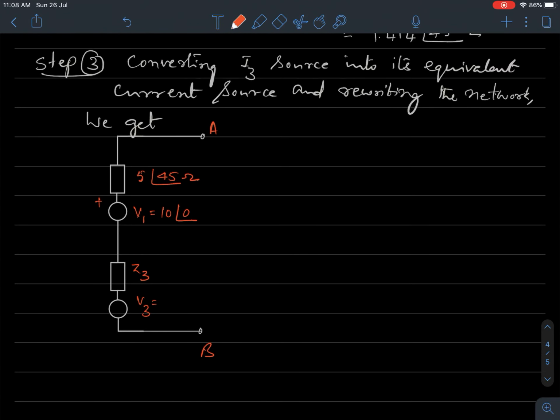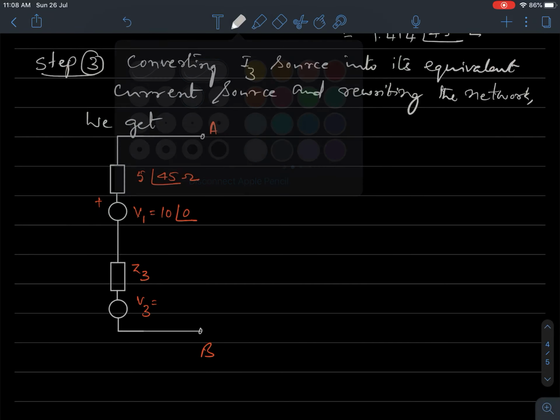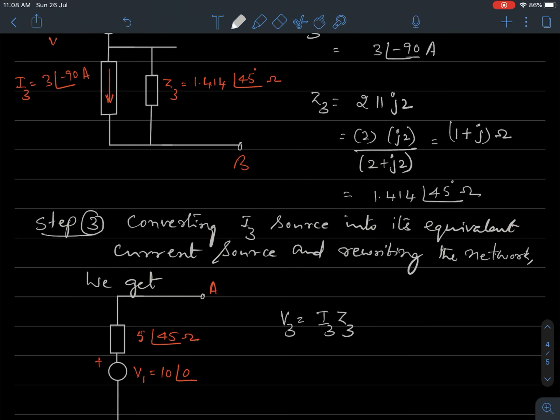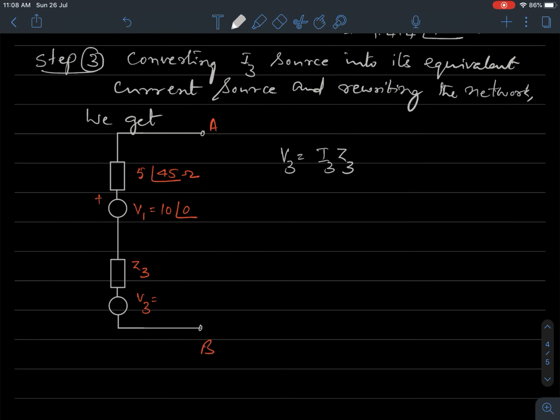These two things are retained. Now I have to get V3 and Z3. How do I get V3 and Z3? Now my V3 is simply I3 into Z3. V equal to IZ. It is that simple. So this comes out to be I3 into Z3. So I3 is 3 at an angle minus 90.